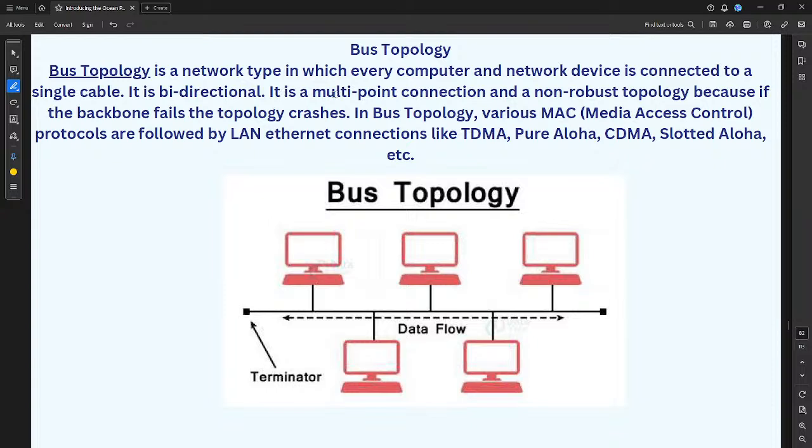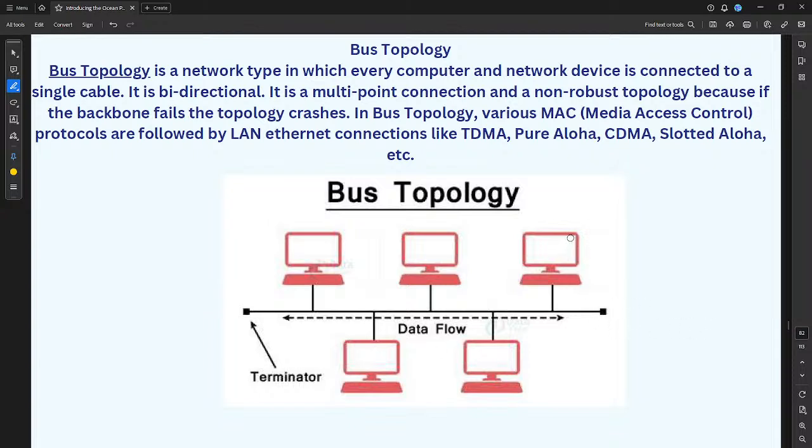Now, it is a multi-point connection and a non-robust topology, because if the backbone fails, the topology crashes. And of course, in bus topology, we have various MAC, which are media access control protocols, that are followed by a LAN internet connection. So right now we can see how a bus topology looks.